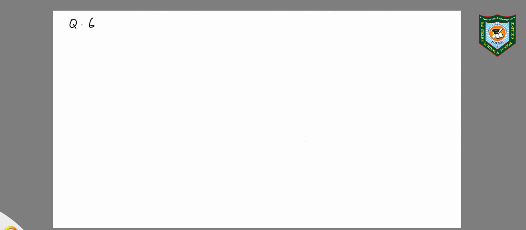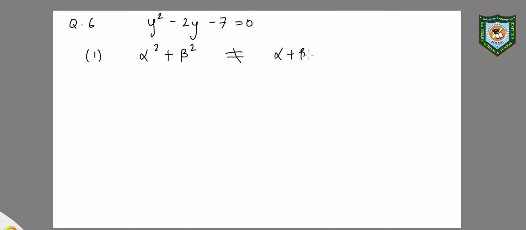So question number 6 states that we have a quadratic equation y square minus 2y minus 7 is equal to 0. And in sub question 1, we need to find the value of alpha square plus beta square. Now bear in mind this value is absolutely not equal to alpha plus beta whole square. These are two different identities and we'll see how. So using our identity a plus b whole square, we get a square plus b square plus 2ab.